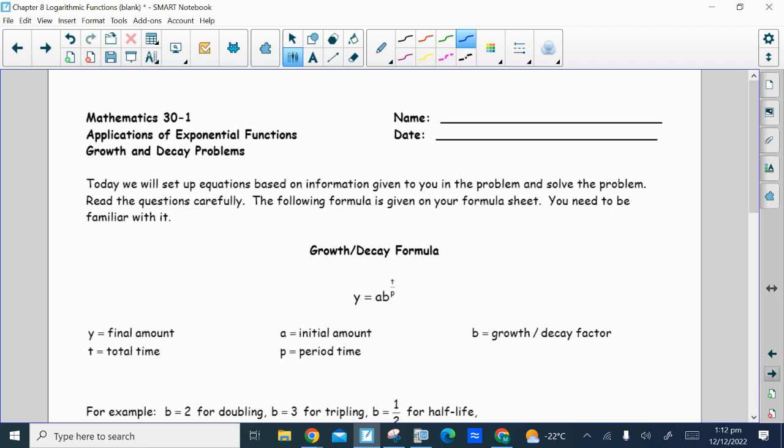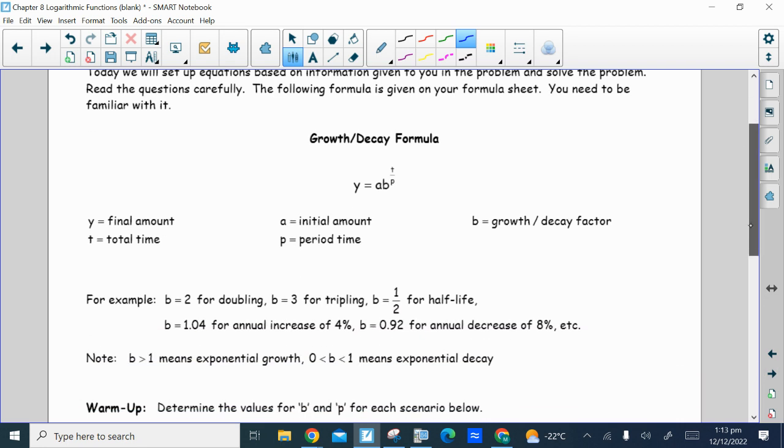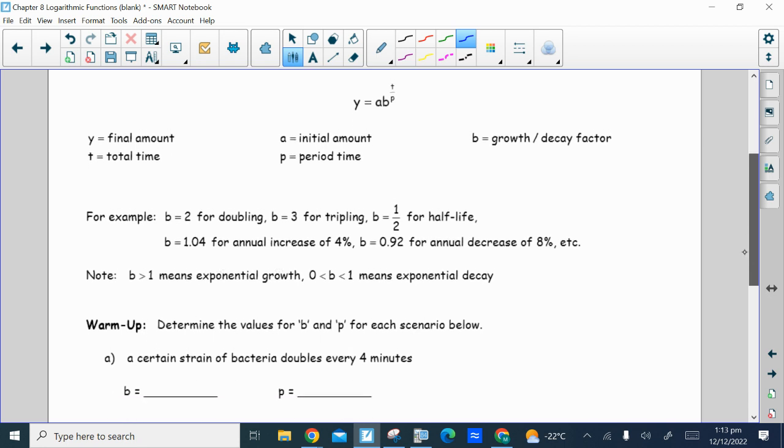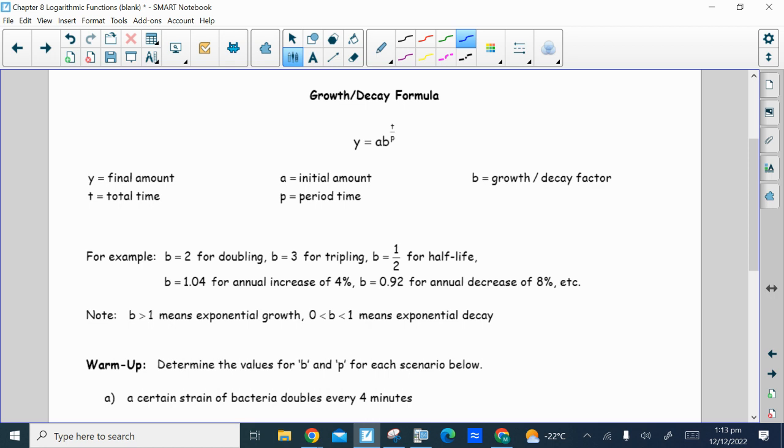So, here are some more examples of what we've talked about. Using that formula, y equals a times b to the power t over p, where y is the final amount, a is the initial amount, b is the growth factor, t is the time, and p is the period time or the growth period. Remember that b, because it's the growth factor, if something is doubling, then b is 2. If something's tripling, then b is 3. If you have a half-life where something's being cut in half, then b is a half.